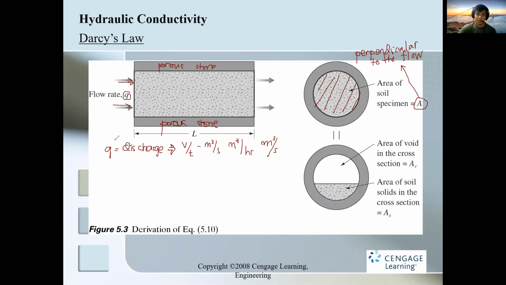So again, if you're going to look at the two different figures, earlier I stated that the length is parallel to the direction of the flow, which is true also in this case. The length is parallel to the direction of the flow, it's horizontal also. The area is perpendicular to the direction of the flow. So I'm just drawing on the right side again. Okay?